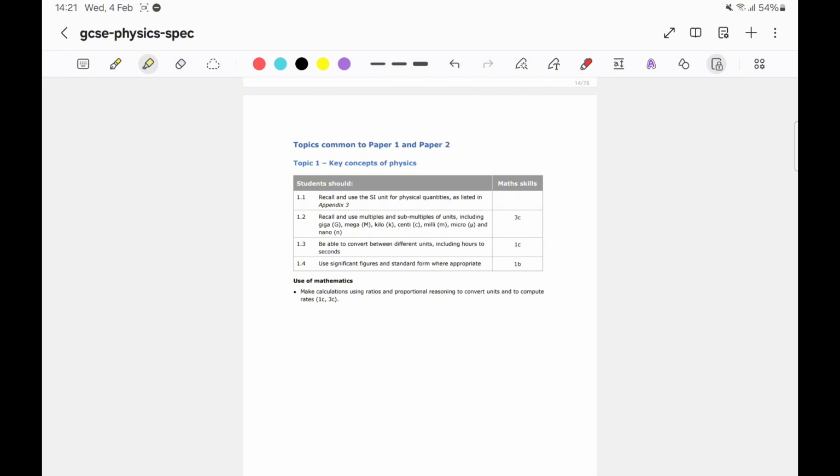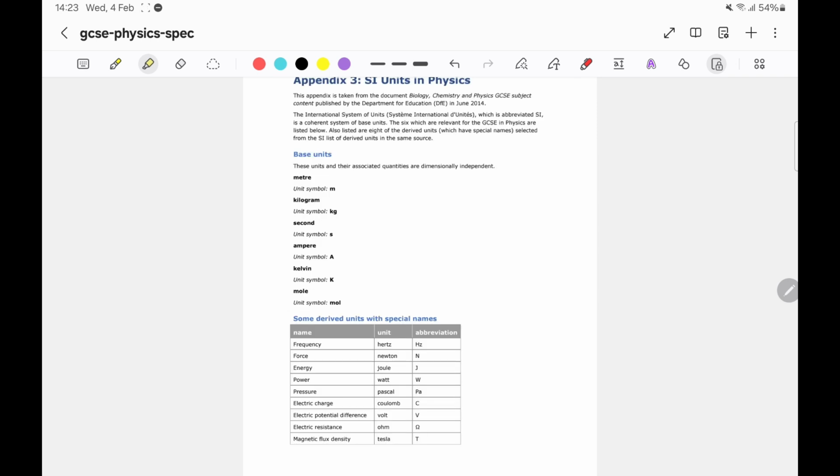So in this first lesson, we're going to be going through this stuff here: using SI units for physical quantities, and going through which ones you need and which to focus on for your GCSE. The units that you need to know about are listed here in the appendix of the exam specification. There are things here called base units, and these are units that can't be made up from any other units, which we'll discuss later.